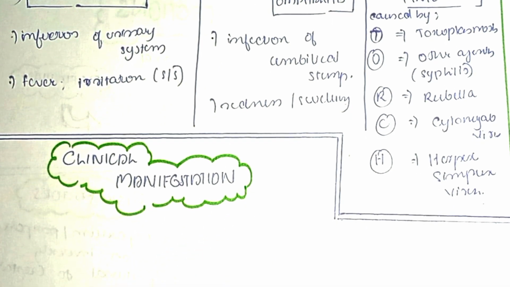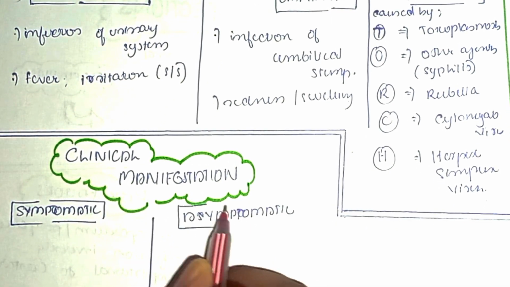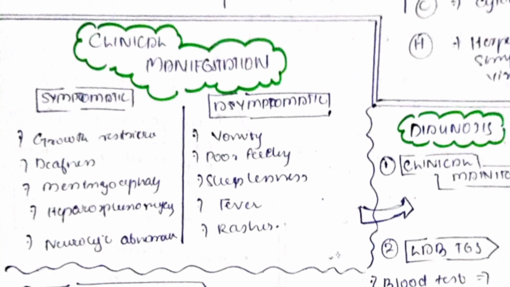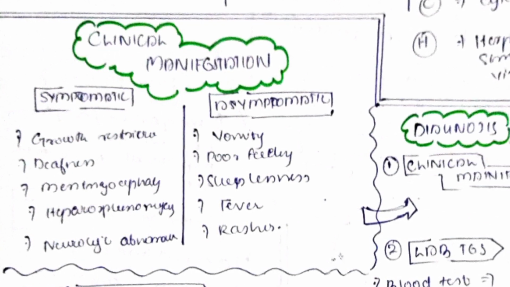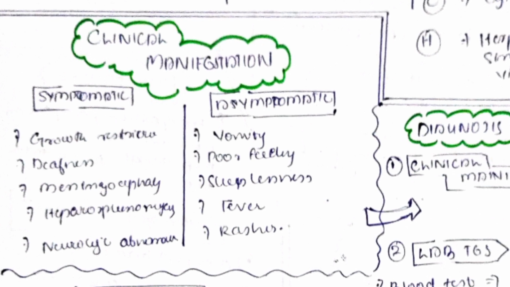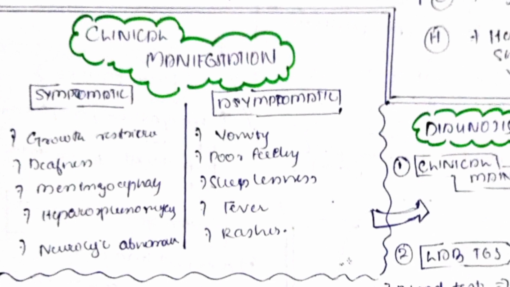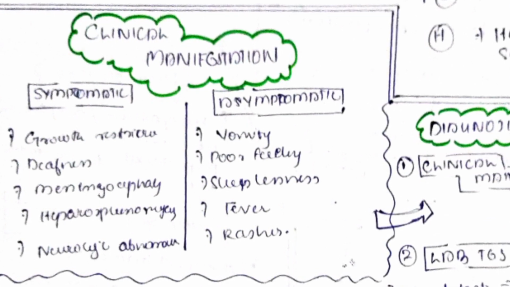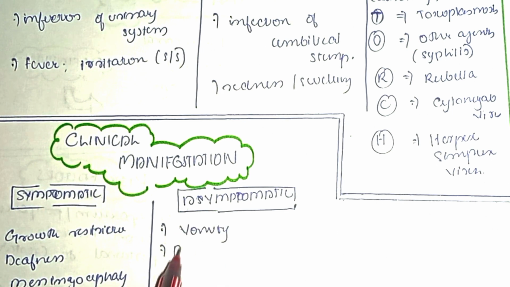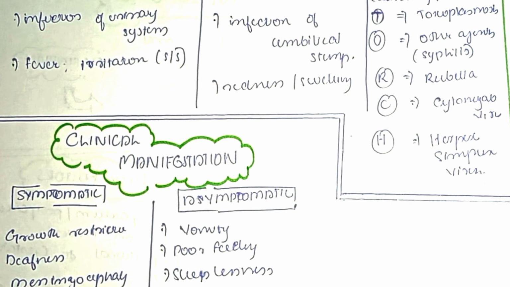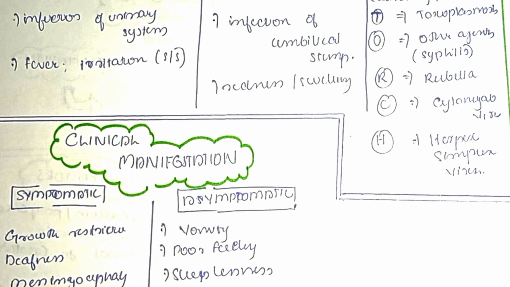We can broadly classify these clinical manifestations into symptomatic and asymptomatic. The main symptomatic ones are growth restrictions, deafness, meningoencephalitis, hepatosplenomegaly, that is the enlargement of the liver and the spleen, and also neurological abnormalities. We can generally identify these patients by the symptomatic clinical manifestations. The asymptomatic ones that we usually cannot identify properly are vomiting, poor feeding, sleeplessness, fever, and rashes, so we may misidentify these conditions as not being neonatal infections. So we should be very careful while identifying the patients.